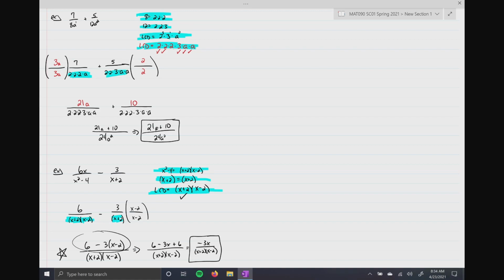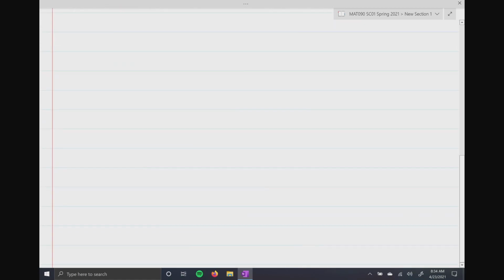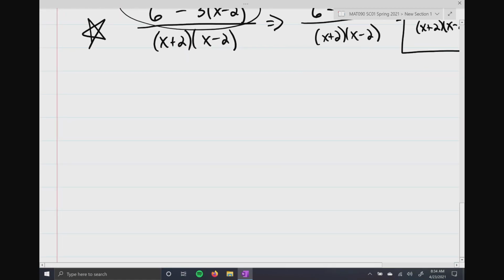All right, we're going to do another problem. Three over 5y plus 2 over y plus 1. Okay? So I'm adding two rational expressions with different denominators. So the first thing I need to do is completely factor each of them.